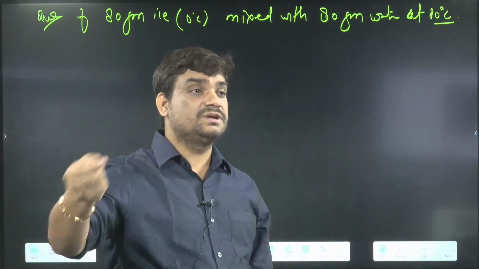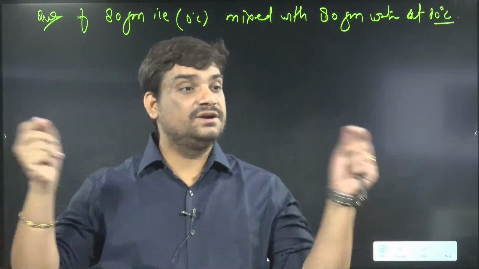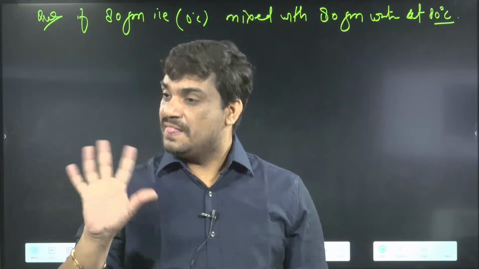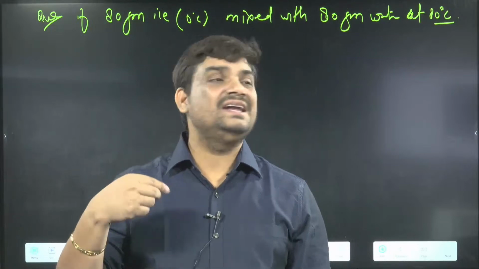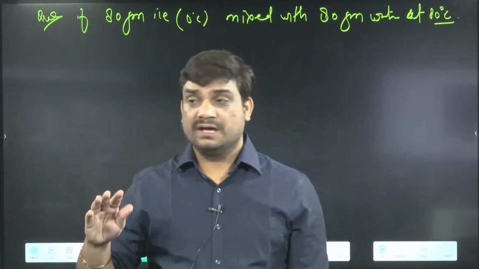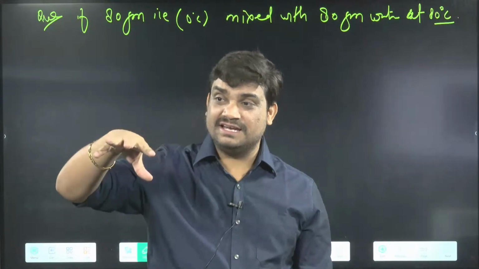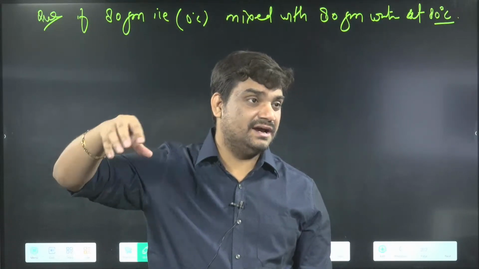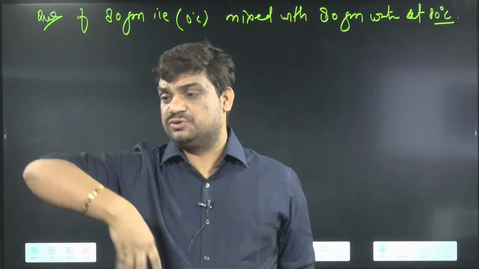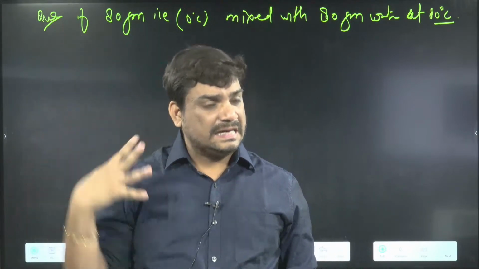This is one question they ask: whenever ice and water are mixed, what happens? Initially the temperature will be undefined for some time, later on it becomes constant. As soon as you mix, it will not be constant, it will take some time. If you drop the ice, it will not suddenly melt. It will take some time.